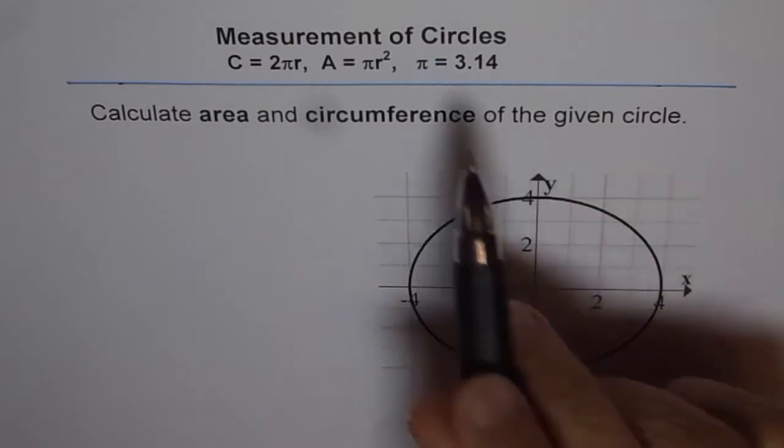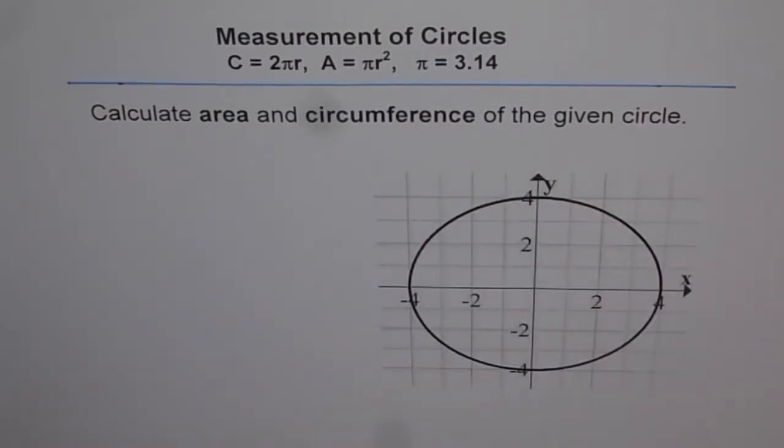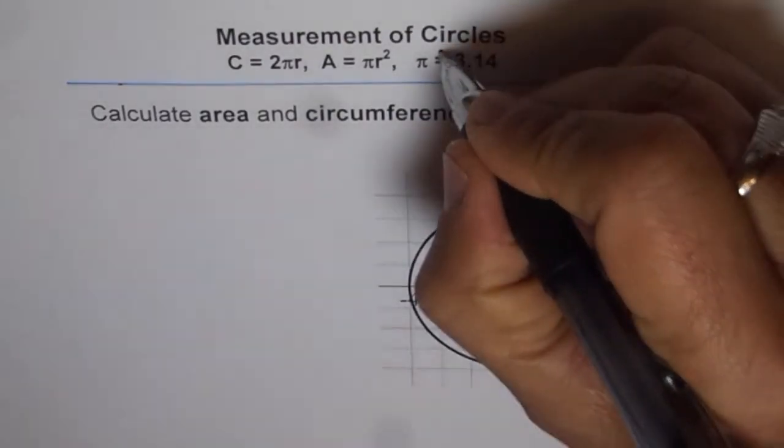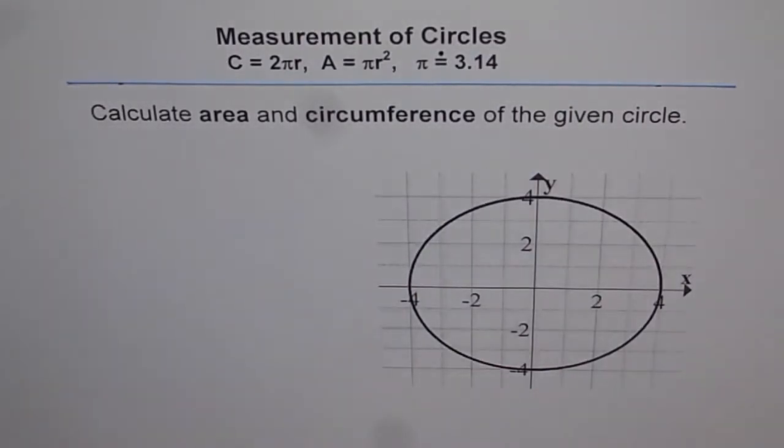Remember this, pi is actually an irrational number. It does not have any exact value, right? So pi is always given as an approximate value. So sometimes we write a dot on top saying pi is approximately 3.14.